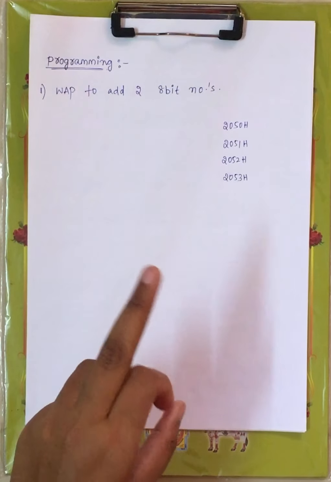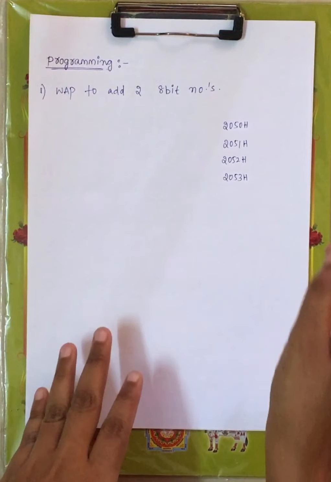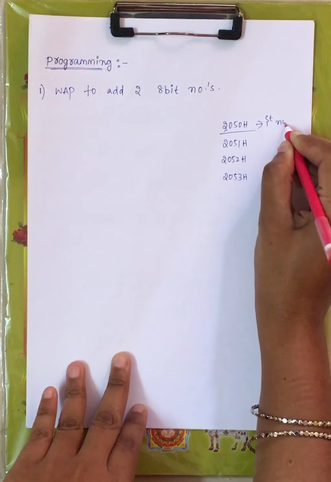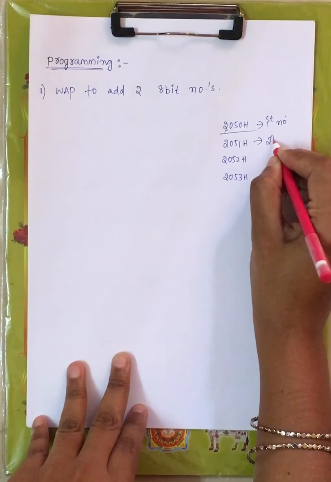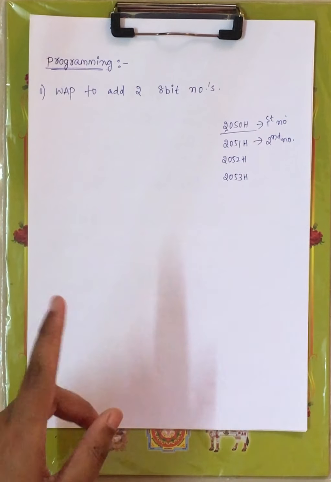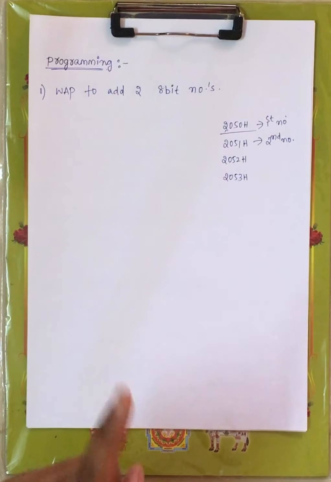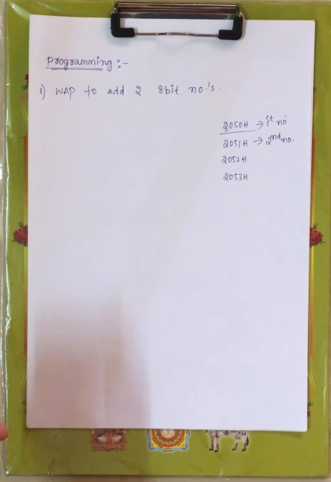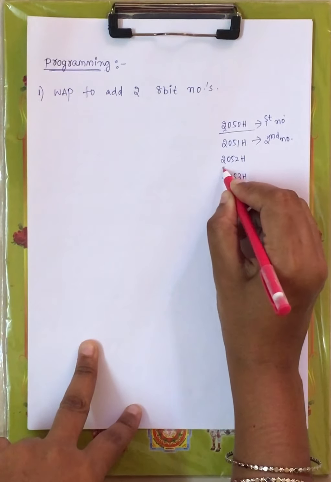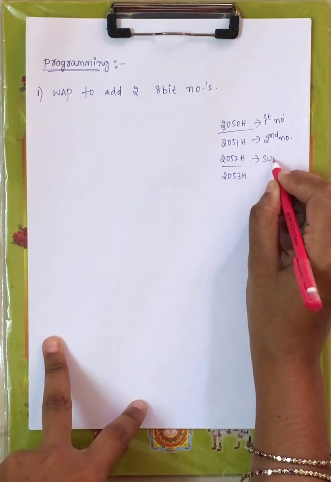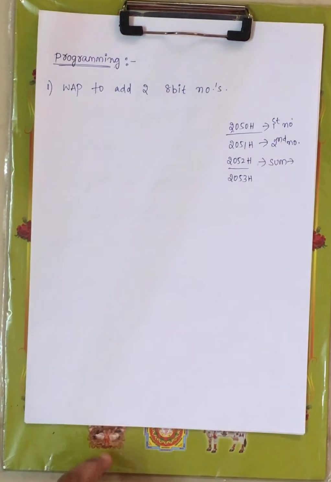Now I want to add two 8-bit numbers. In the memory location 2050H I have the first number stored, and in 2051H I have the second number that is to be added. We have to add two 8-bit numbers. The first number is stored under the memory location 2050H, and the second number, which we are adding with the first number, is stored under 2051H. Under the memory location 2052H I want to store the sum result.